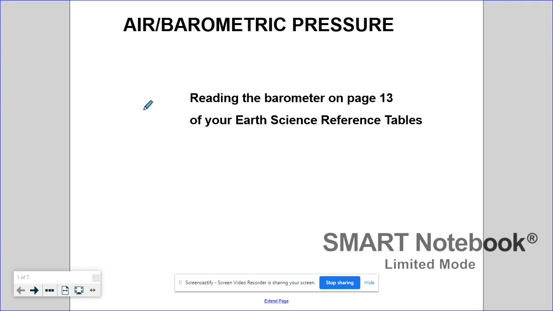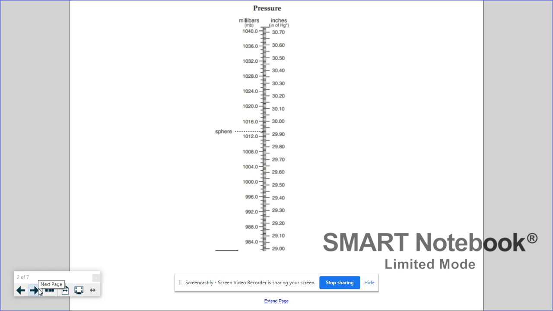Okay, we're going to talk about how to read the barometer on page 13 of your ESRTs. So just to show you where it is, you're going to see this picture. It's going to be to the right of the thermometer. You'll notice here that it's measured two different ways on both sides. You have millibars up here, and then you have inches of mercury. That's capital H, lowercase g, for inches of mercury.